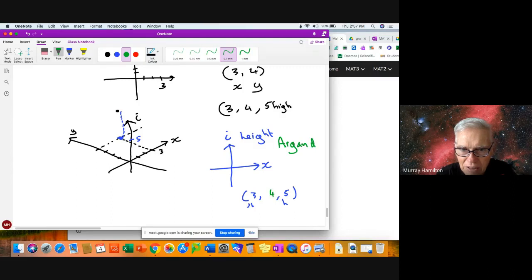And I hope no one asks me why it's called an Argand plane, because the only reason I can tell you is that's how you pronounce Argand, which is not a very good joke.